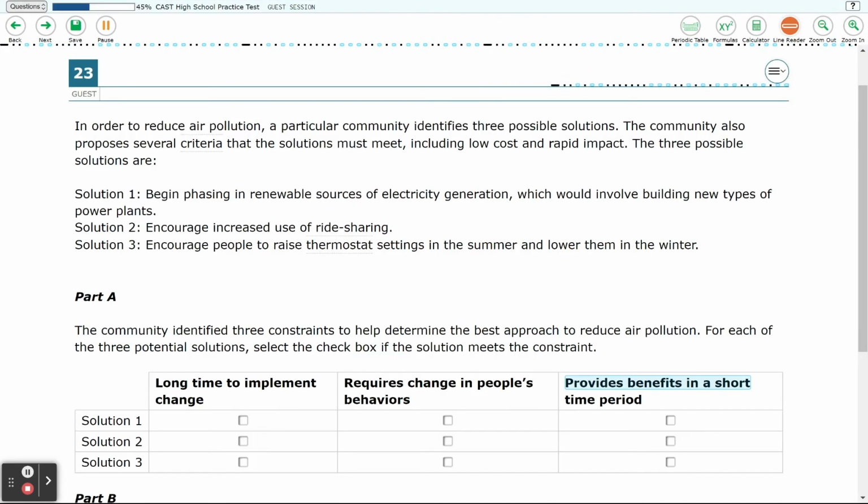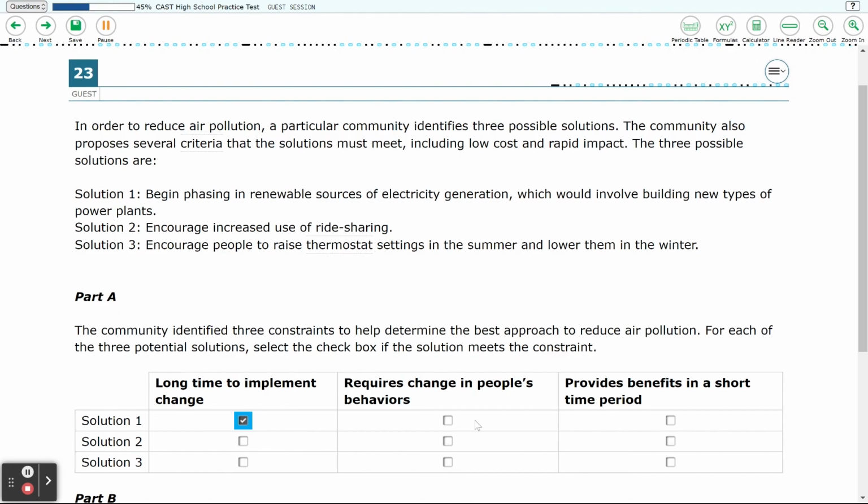Let's take a look at our 3 solutions. Solution number 1 talks about building entire new power plants. That definitely will take a long time to implement the change. It takes a long time to build anything, but power plants in particular might take a long time. Requires change in people's behavior.